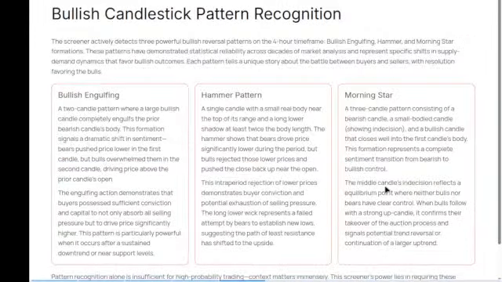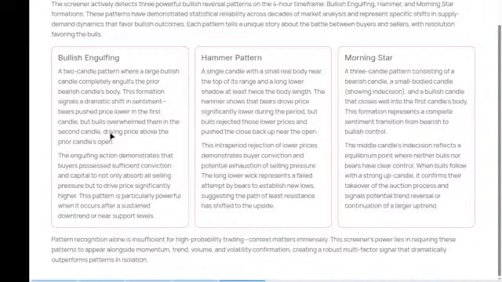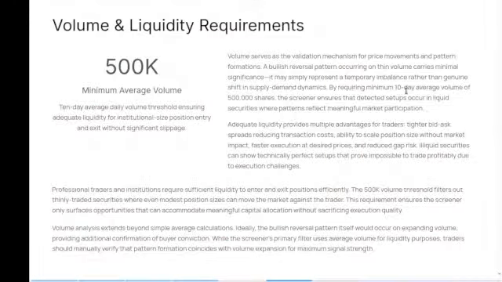The patterns that we are using here, there are only 3 patterns: the bullish engulfing, the hammer pattern, and the morning star. A bullish engulfing is a 2 candle pattern where a large bullish candle completely engulfs the prior bearish candle's body. The hammer pattern is a single candle pattern with a small real body near the top of its range and a long lower shadow. Then we also use the morning star pattern, a 3 candlestick pattern consisting of a bearish candle and a small bodied candle. Also volume and liquidity matters.